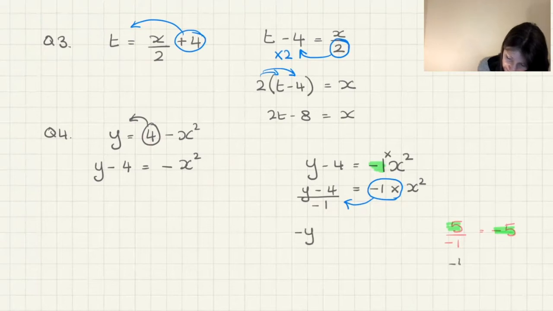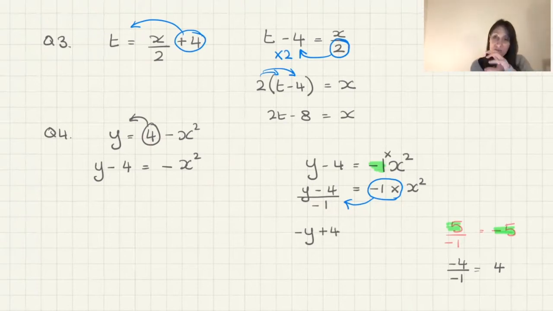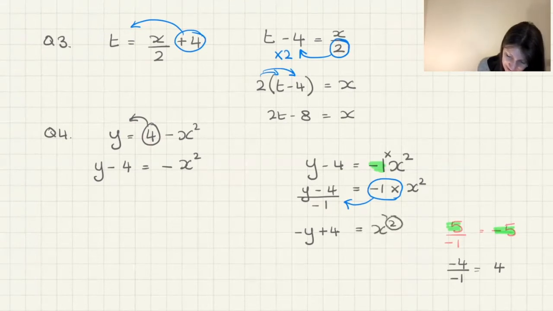My -4, because it's being divided by -1, will turn into +4. 2 negatives make a positive. So these signs are getting switched around due to that negative. Okay, so I've got -y plus 4 equaling x squared. Last thing to do is to bring that power across and it will land as a root. So x is equal to the square root of -y plus 4.